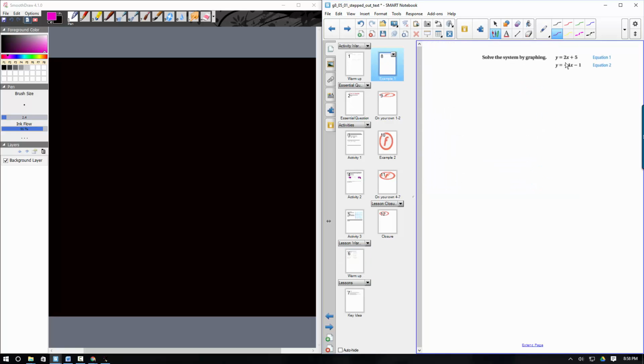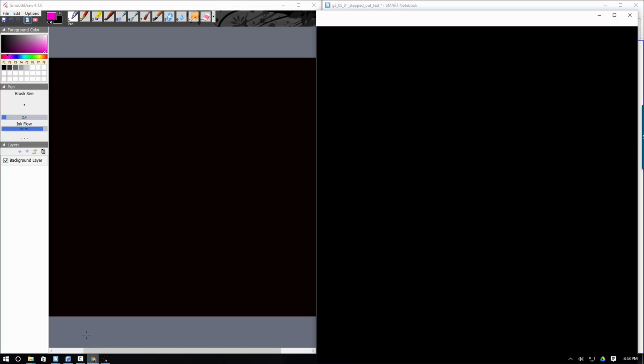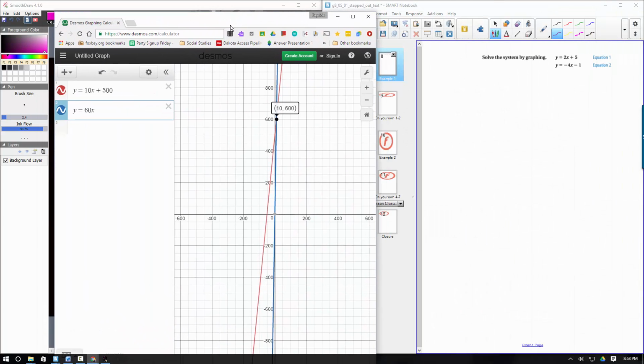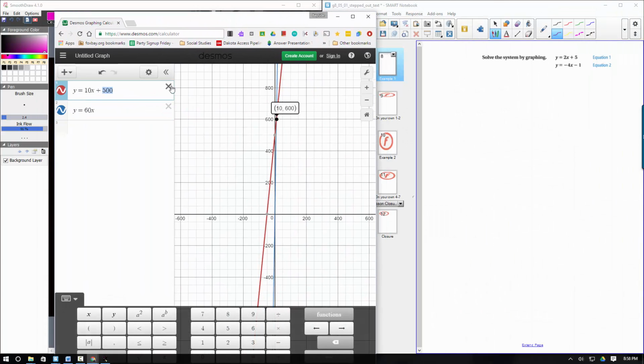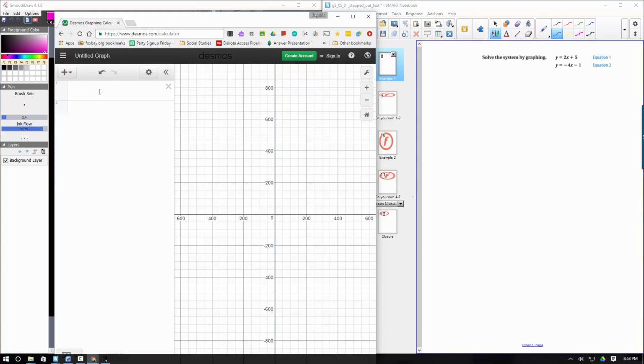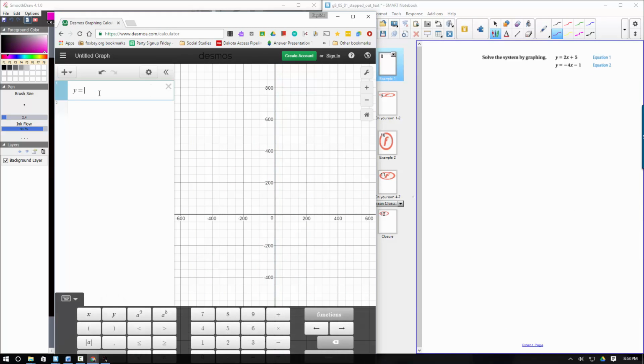So here I have this here, and it says solve the system by graphing. So I'm going to use Desmos again. Again, on a test, you'll actually have to graph these out, so make sure you know how to graph. If you have any questions, please make sure to ask. But for speed, I'm just going to go through and put these in. So I'll say y equals 2x plus 5. And I'll say that next one is y equals negative 4x minus 1.